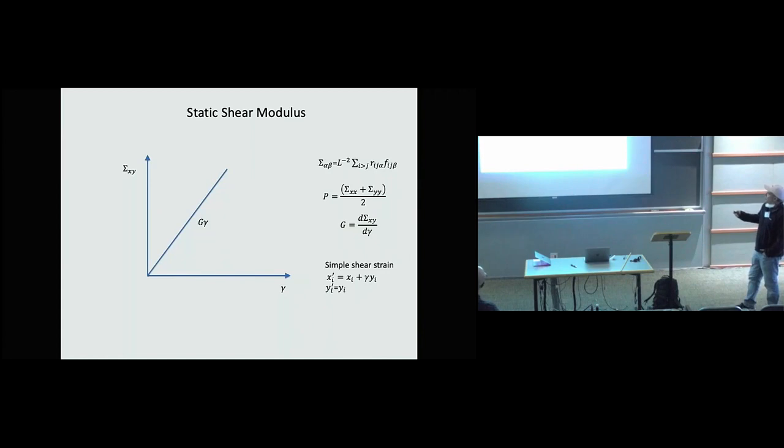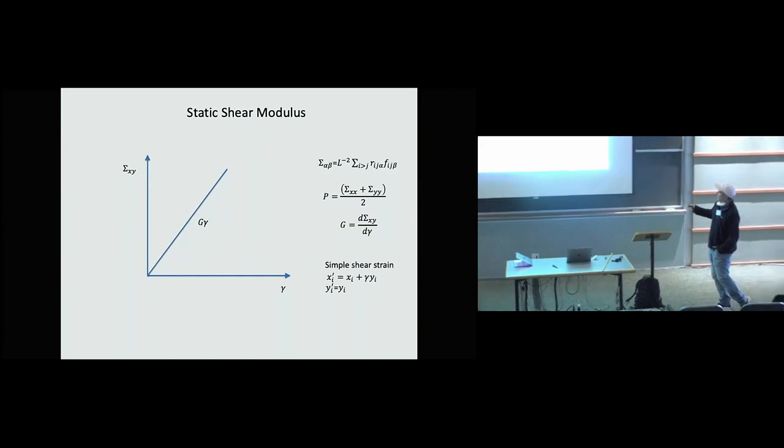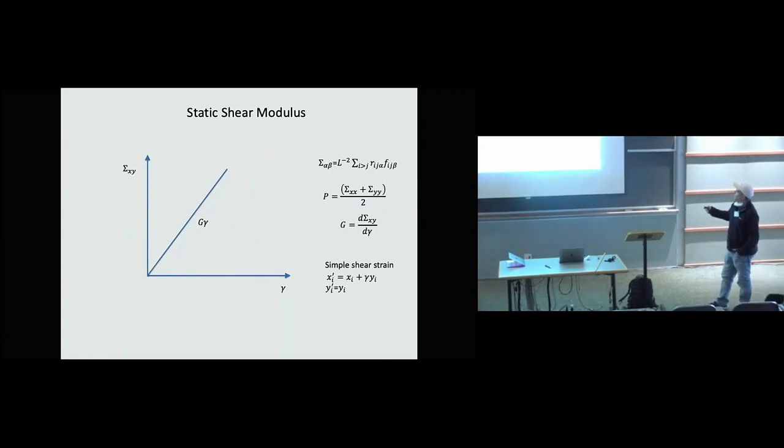Just for technical completeness' sake, I can calculate the stress tensor by looking at the virial expression, which is just in terms of the interparticle forces and the interparticle separations. The pressure is the average of the diagonal components of that stress tensor, and then I define the shear modulus.